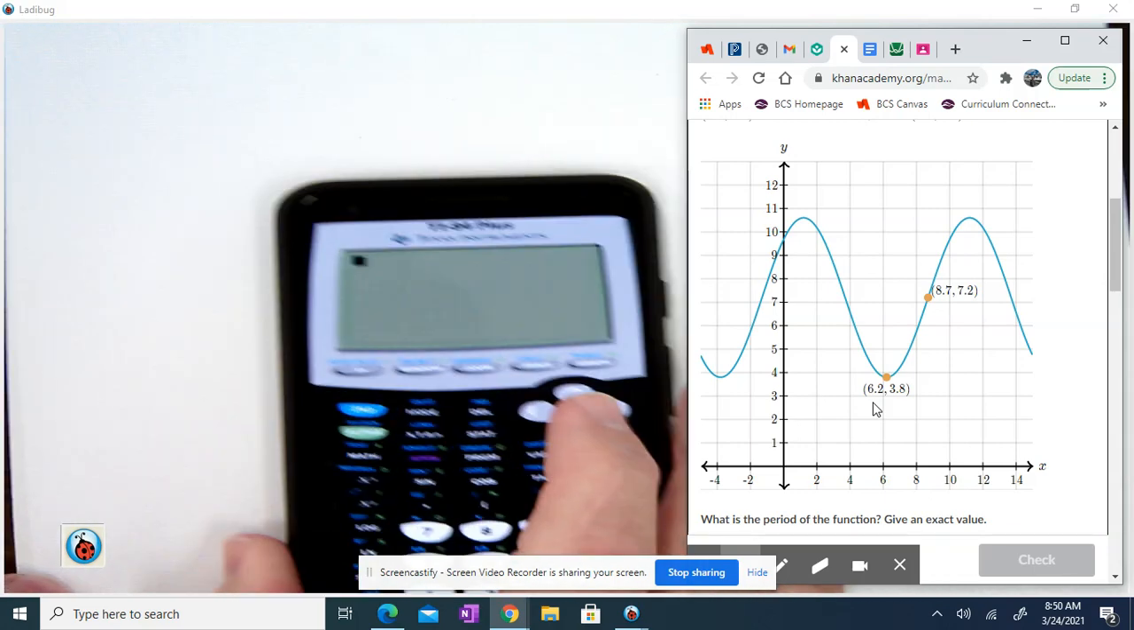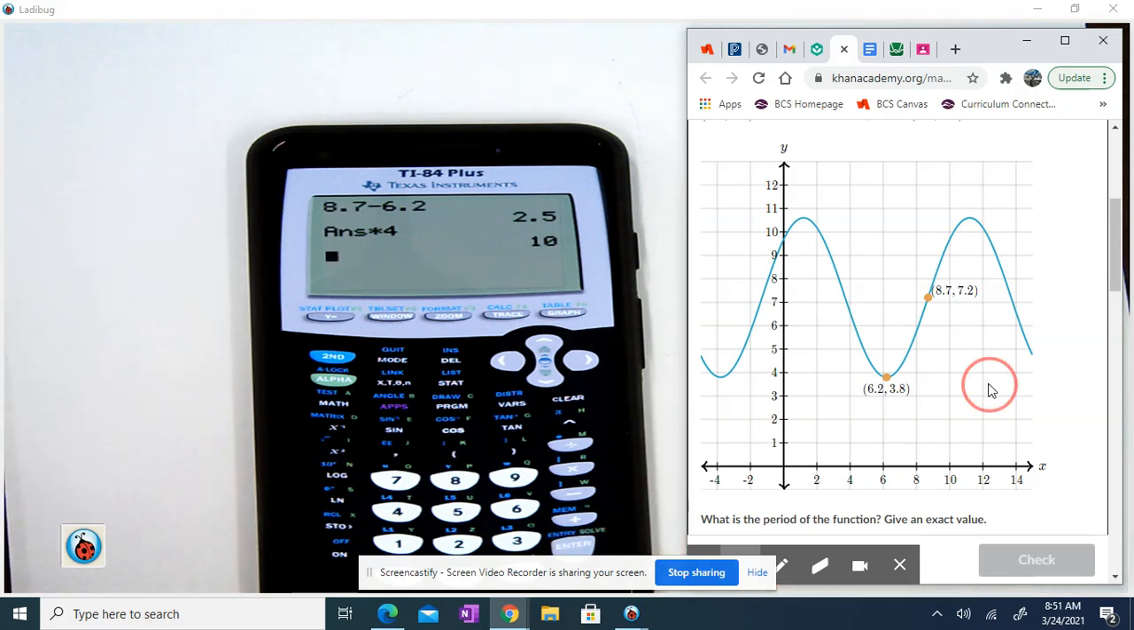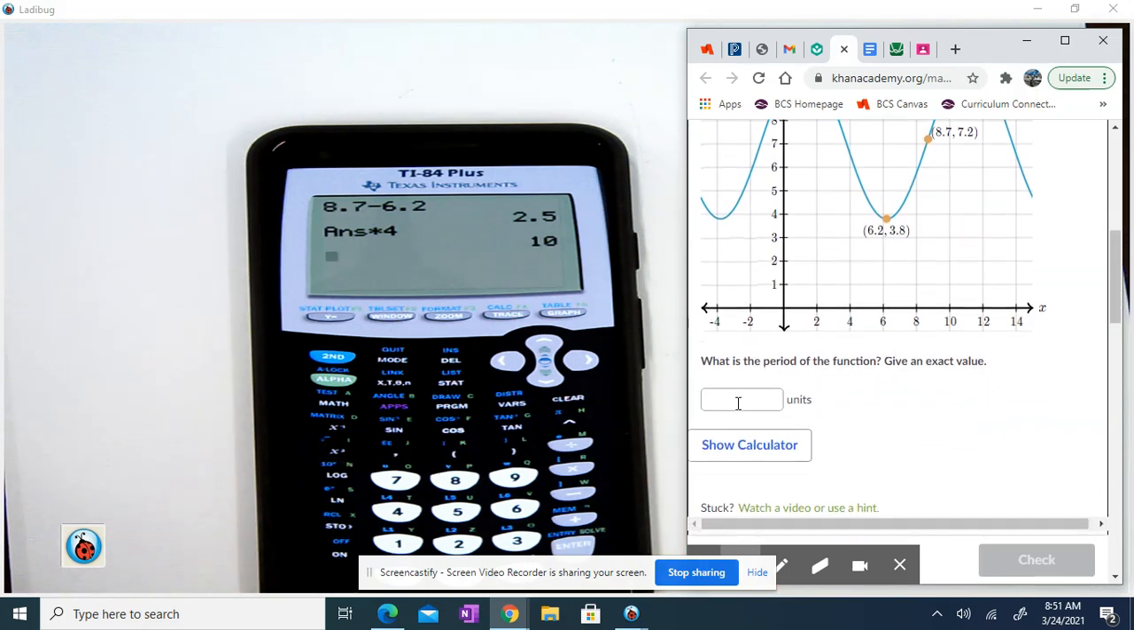So I got my little calculator here. 8.7 minus 6.2, that's a distance of 2.5, and that's a fourth of a cycle, so multiply that by 4. So the period ought to be 10 in this problem, so 10 units.